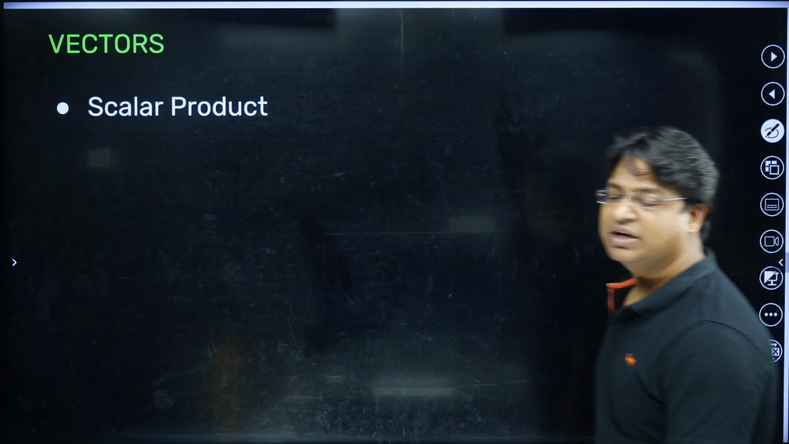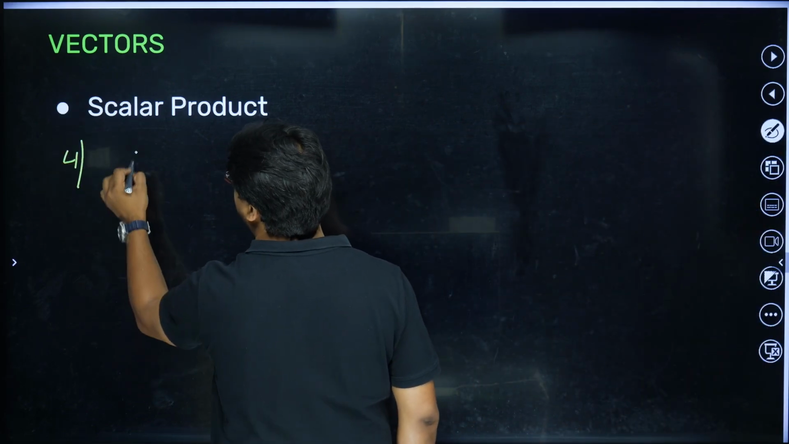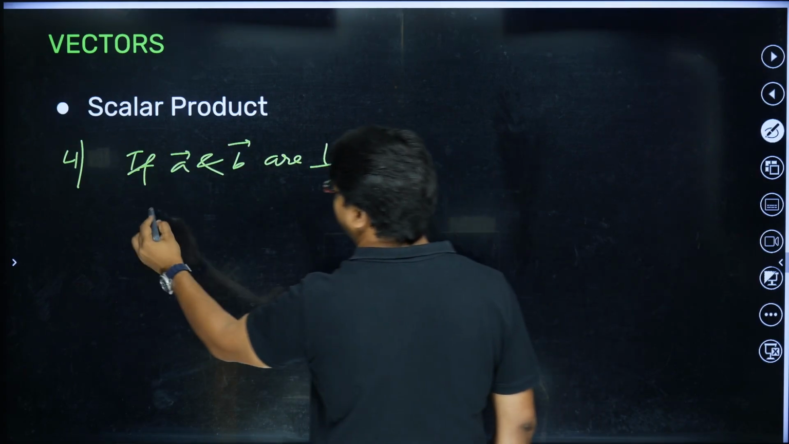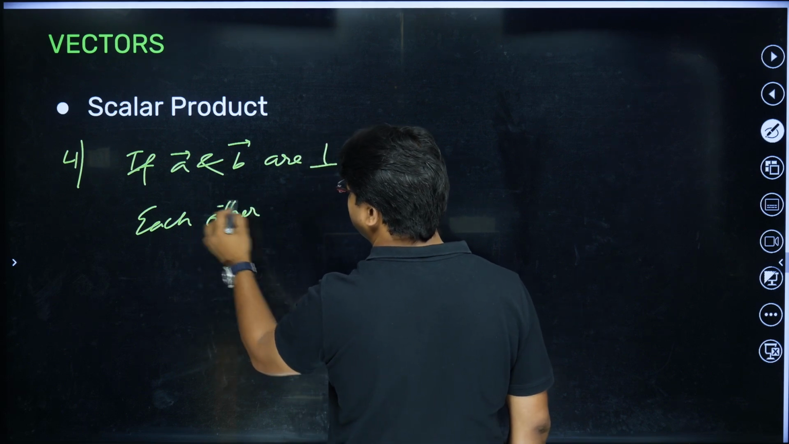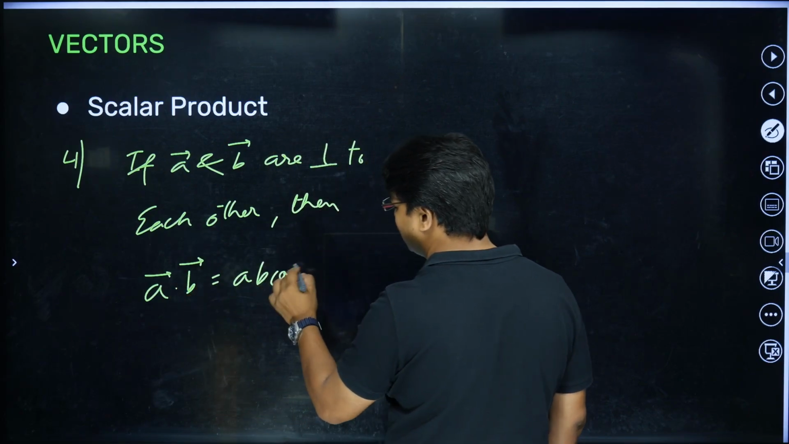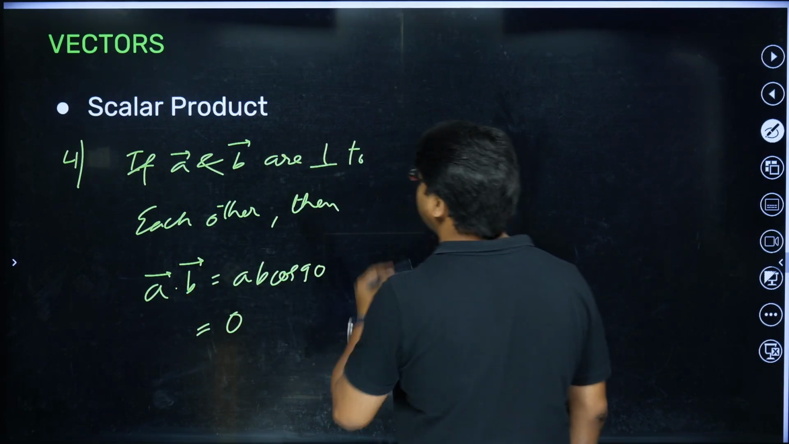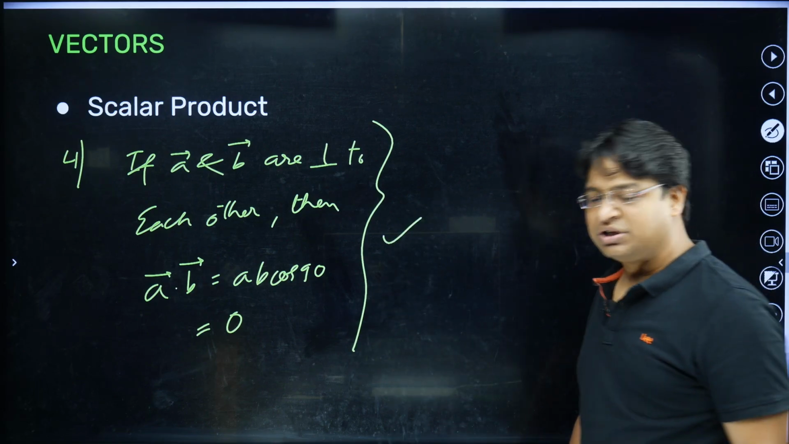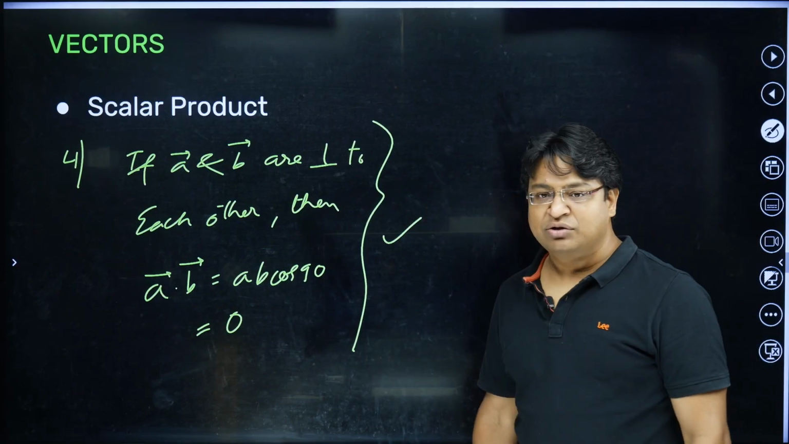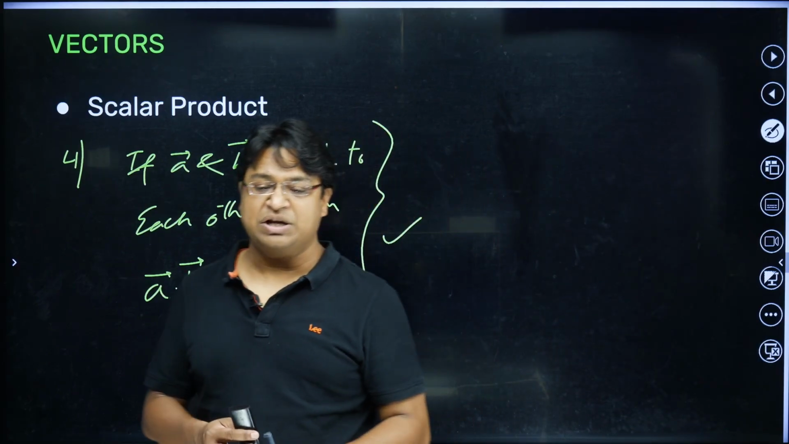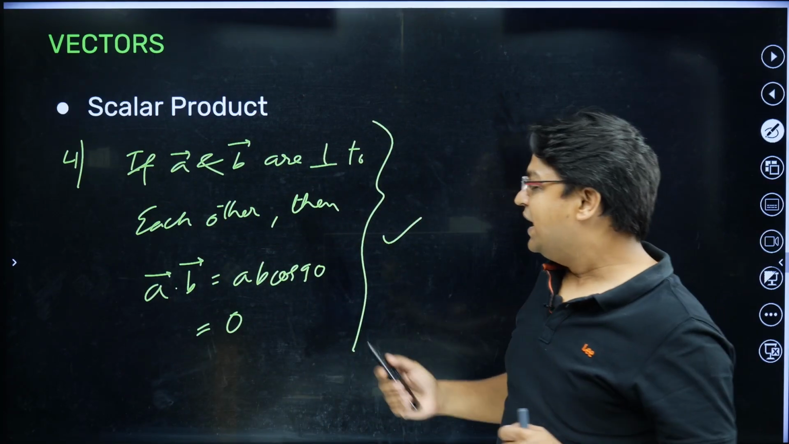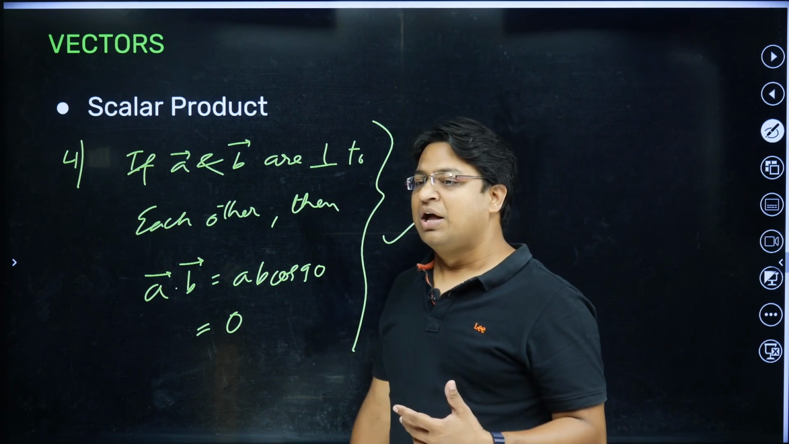Next, we can talk about what if A vector and B vector are perpendicular to each other. If they are perpendicular to each other, then A dot B will mean AB cos 90, that means it would be 0. So this is a very important property because it is used as a test of perpendicularity. Whenever we are asked to check whether two vectors are perpendicular or not, we take their dot product and check its value. If we end up with a 0, then we declare that the vectors are perpendicular to each other.